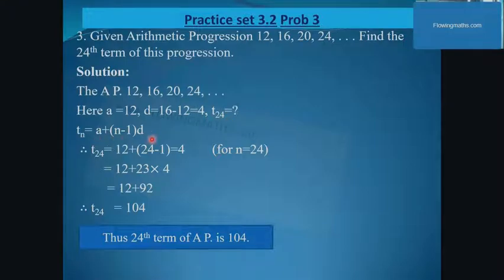Now we know the formula Tn is equal to A plus (n minus 1)D. Therefore, T24 is 12. For A, we put 12. For D, we put 4. In bracket 24 minus 1, into 4. That is 12 plus 23 into 4, which is 104. Thus, the 24th term of the AP is 104.